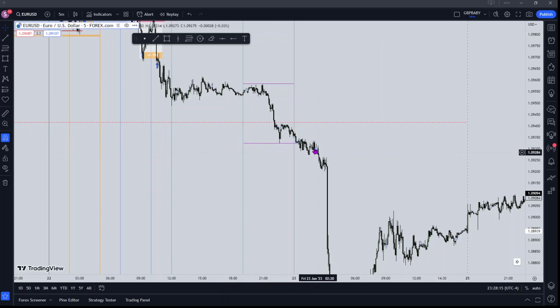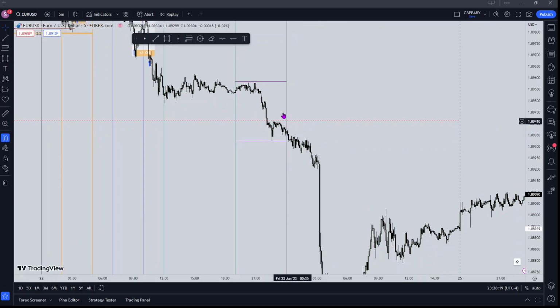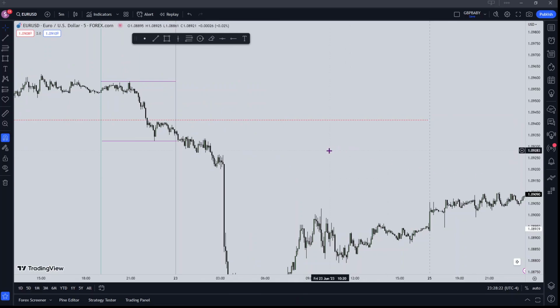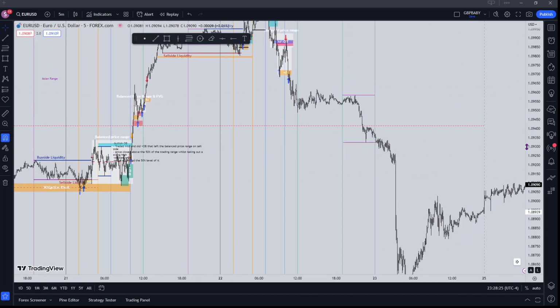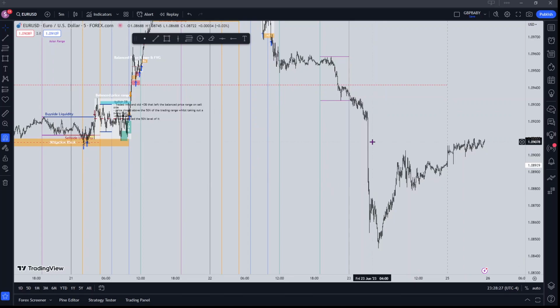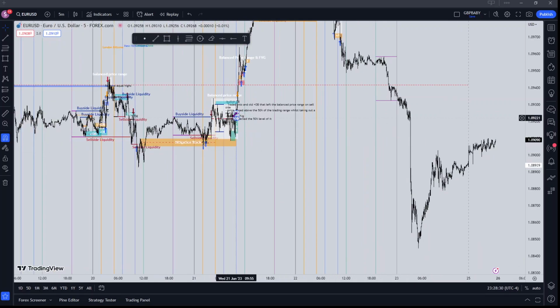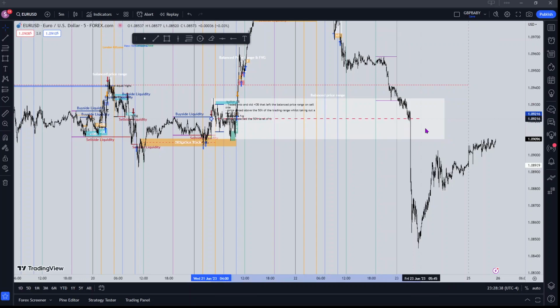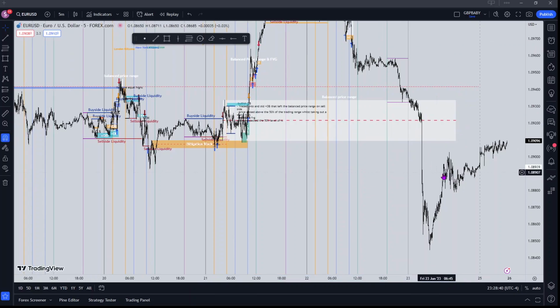And because we were so bearish, price just left straight away. Didn't even give the Asian range a chance to say goodbye to it or anything. It just completely left it. And then we dropped off, taking out stops here and here. I do want to expand this balanced price range, and you can see how we got to the 50% level of it almost perfectly. Look at that. And then we dropped.